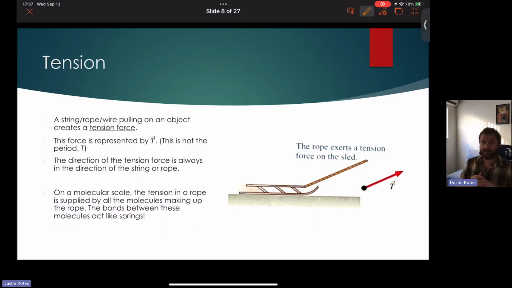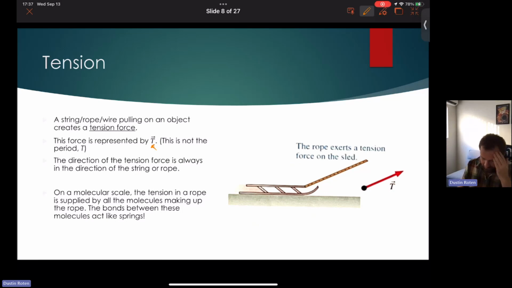Tension is essentially when you have a string, a rope, or a wire tied to an object, and you're yanking on that string. That's going to cause a tension force, and we represent tension by a capital T. Notice this is not the period that we've been talking about in circular motion. Time, period, not a vector. Tension is a vector.